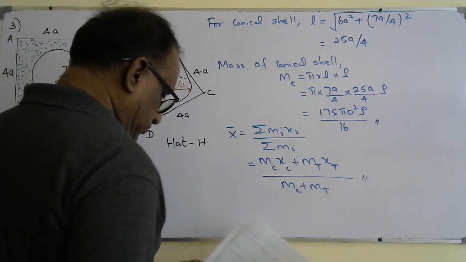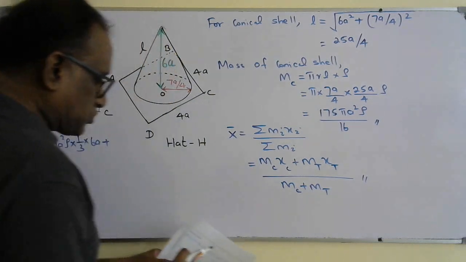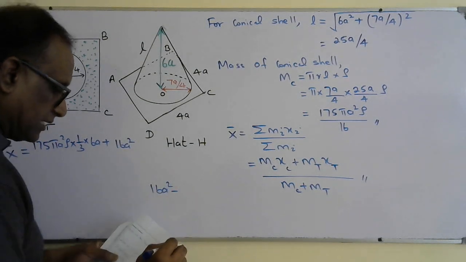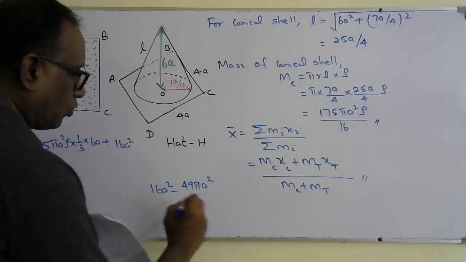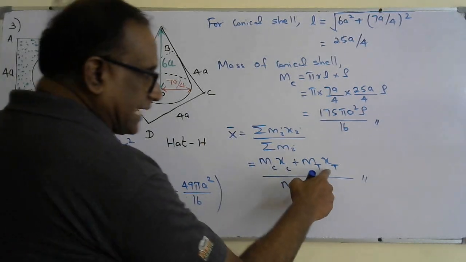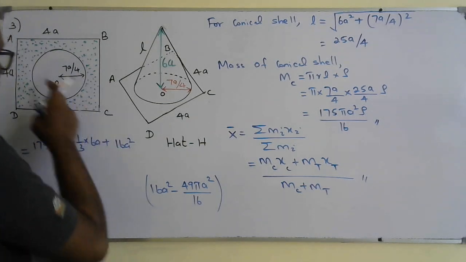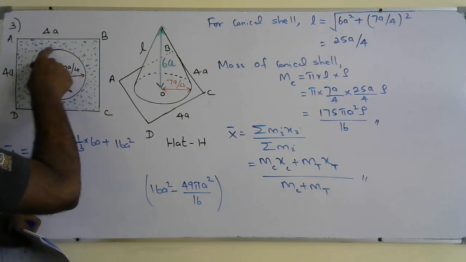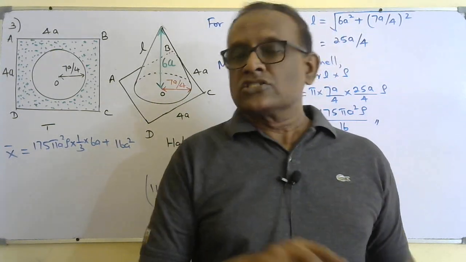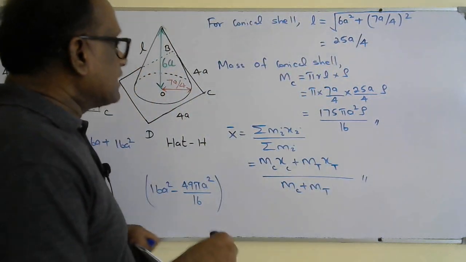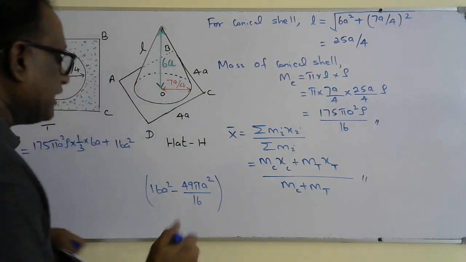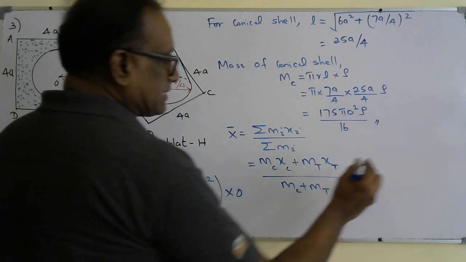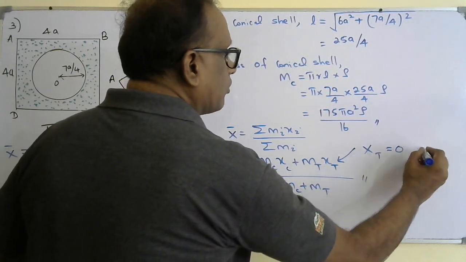plus the mass of the template, I erased it, we found it as 16a squared minus 49 pi a squared over 16, that's the mass of the template, into xt. What is xt? The distance of the center of mass of the template T from O is 0 because its center of mass is at O. I already explained that because the center of mass of the square is at O, and the center of mass of the circular portion removed is also at O. So there's no change in the center of mass of the template, it remains at O. So into 0 I should put, and I'll get 0 here. So I don't need to write this one here. It will become 0 because xt is 0 from O.